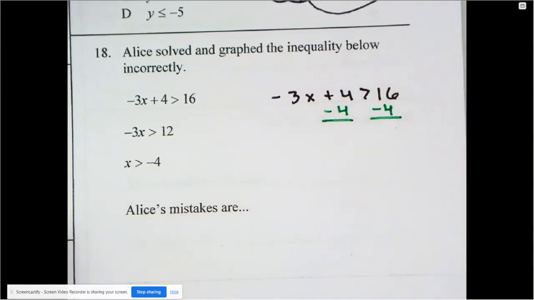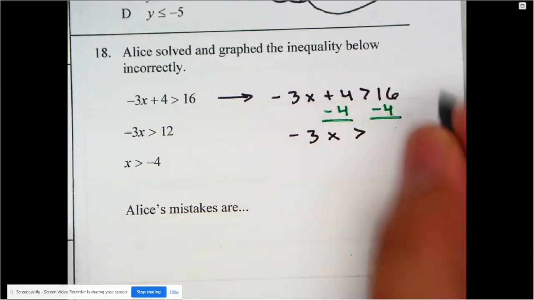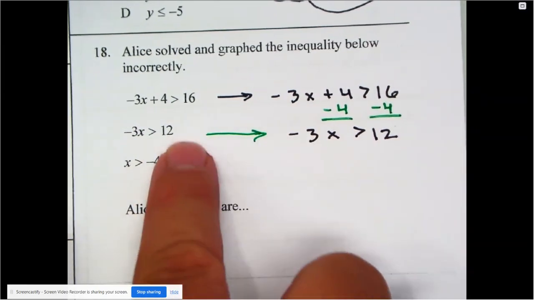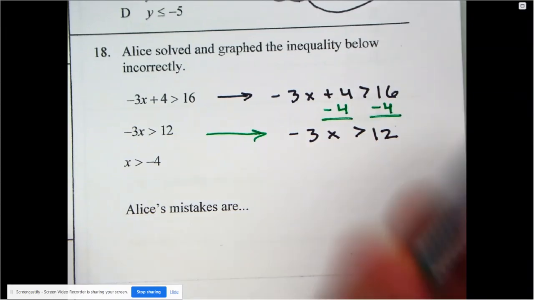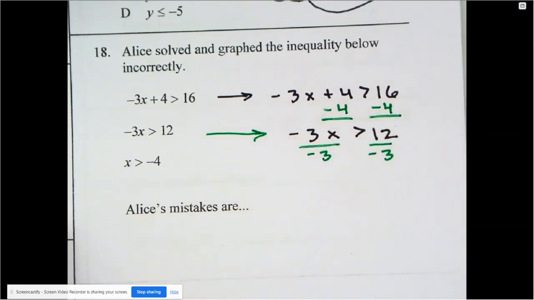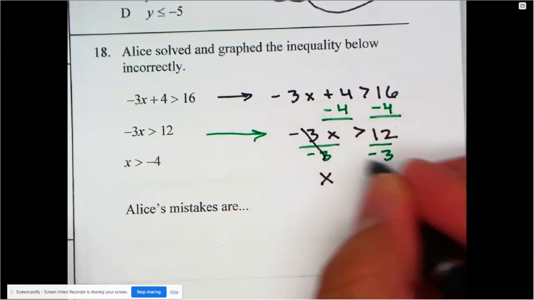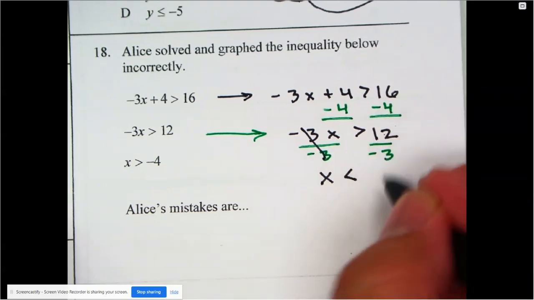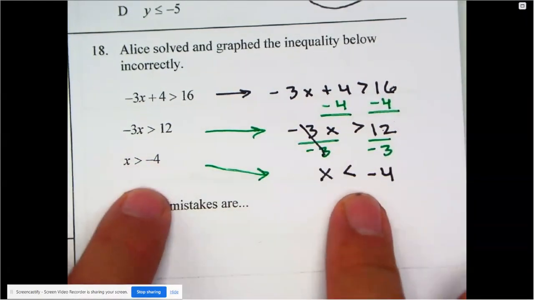All right, so now we're going to see if she's right. So I end up with negative 3x is greater than 12. Well, let's see. That's exactly what Alice did. So everything is good so far. Then I would divide everybody by negative 3. So I divide by negative 3, which means my answer should say x. Now I divided by a negative, so I must reverse the inequality, and then 12 divided by negative 3 is negative 4. So now let's check, and if you notice, we see a mistake.